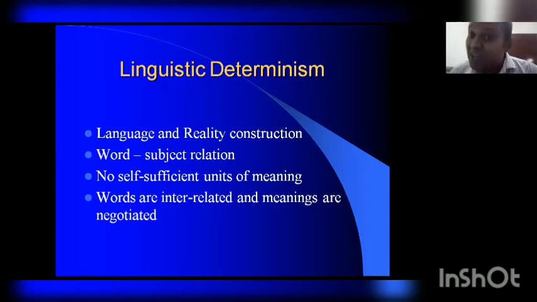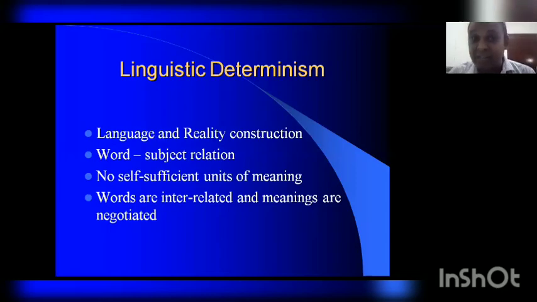So whatever you think you know is not because of the capacity of your mind and all, it's because of the limitation of your language. We all are limited by the language that we use. So because of the limitation of our language, because of the limitation that we all experience at different levels, our understanding is limited. So that's what I mean by linguistic determinism.